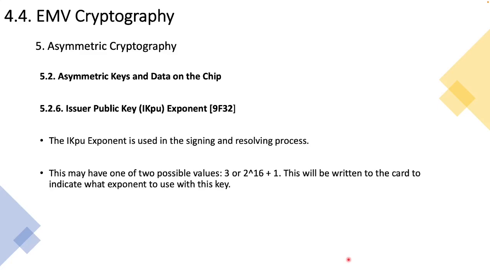All right, let's look at issuer public key exponents. The issuer public exponent is used in the signing and resolving process. Let's not go into too much detail here. You're welcome to research it. Basically, there are two options: it's either 3 or 2 to the power 16 plus 1. This is written to the card to indicate what exponent to use with this particular key.